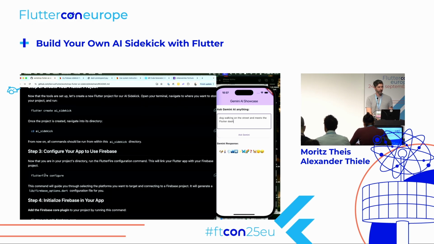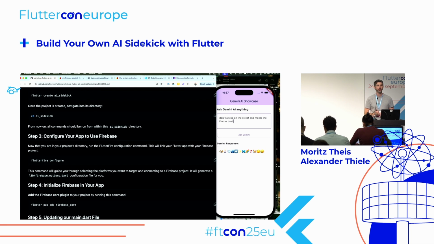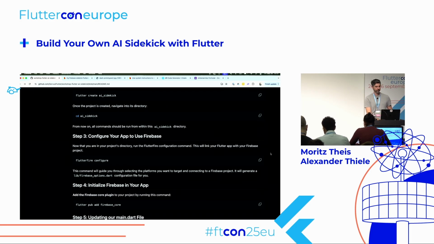Then you have to configure your Flutter application to connect to your Firebase project, so we don't have to write any API keys. Those of you who did Firebase projects before know that already. With this command, you just connect your Firebase project with your Flutter application. You don't have to paste any API keys or anything like that.